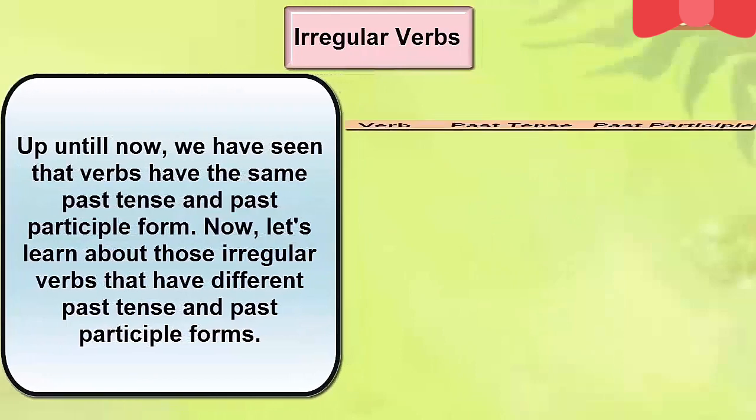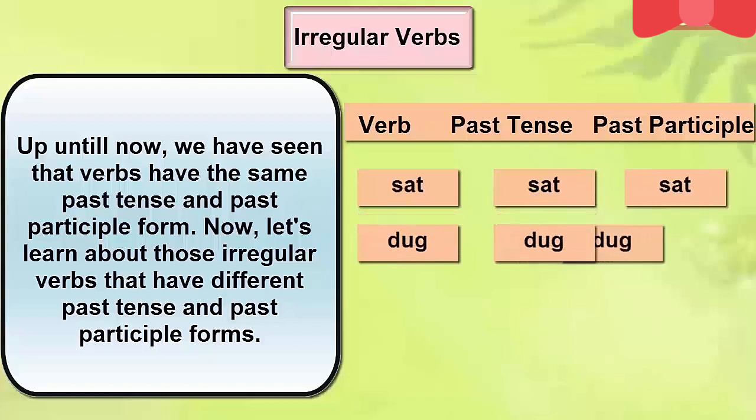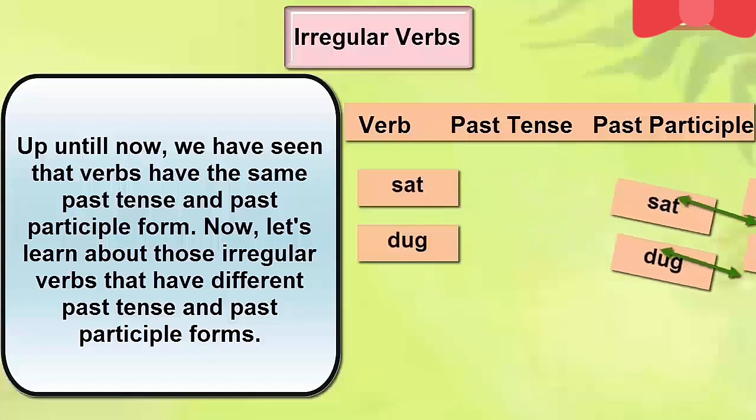Up until now we have seen that verbs have the same past tense and past participle form. Now, let's learn about those irregular verbs that have different past tense and past participle forms. Here are some examples.